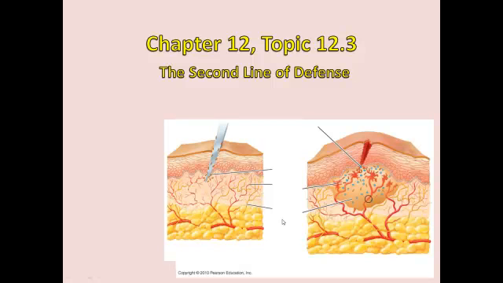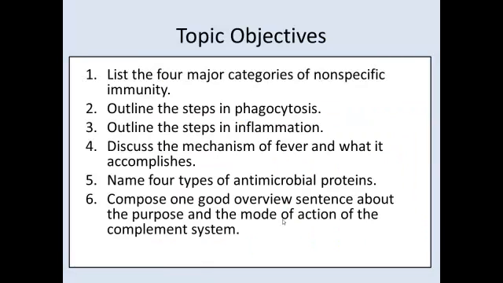Chapter 12, Topic 2.3, the second line of defense. In this topic, I want you to be able to list the four main categories of nonspecific immunity, outline the steps in phagocytosis, outline the steps in inflammation, discuss the mechanism of fever and what it accomplishes, name four types of antimicrobial proteins, and compose one good overview sentence about the purpose and mode of action of the complement system.